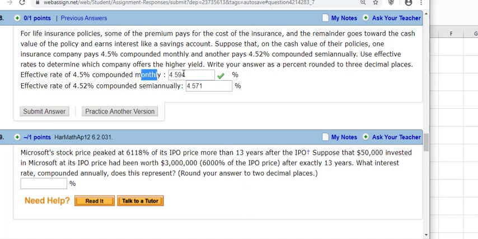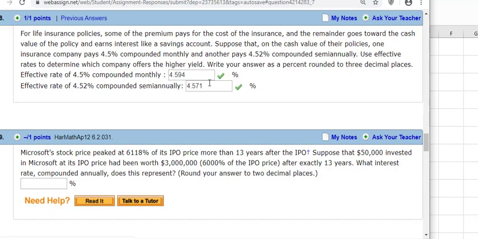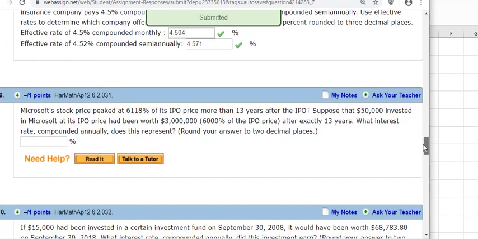So in this case, the monthly compounding was enough to make a lower interest rate yield more, because the lower rate will turn into 4.594. This is only 4.571. It's a good way to be able to compare different interest rates.